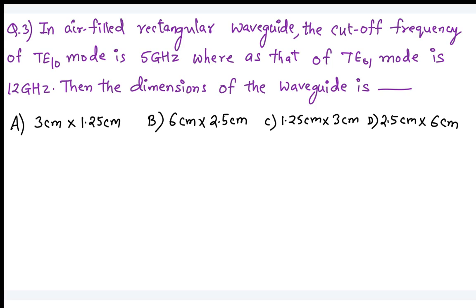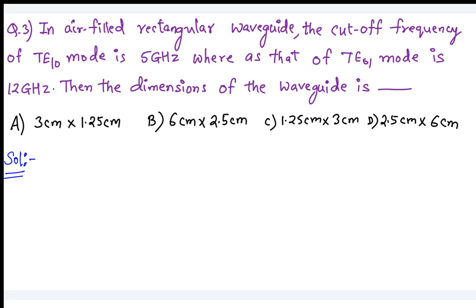Can it be done in a verification method? Is there anything possible? Yes, sir. How to do it? We'll use the same: lambda by 2 equals x, then again lambda by 2 equals y, and lambda will be c by f. The speed of light is 3 into 10 power 8. And for x we'll take the 5 gigahertz frequency, and for y we'll take the 12 gigahertz frequency.